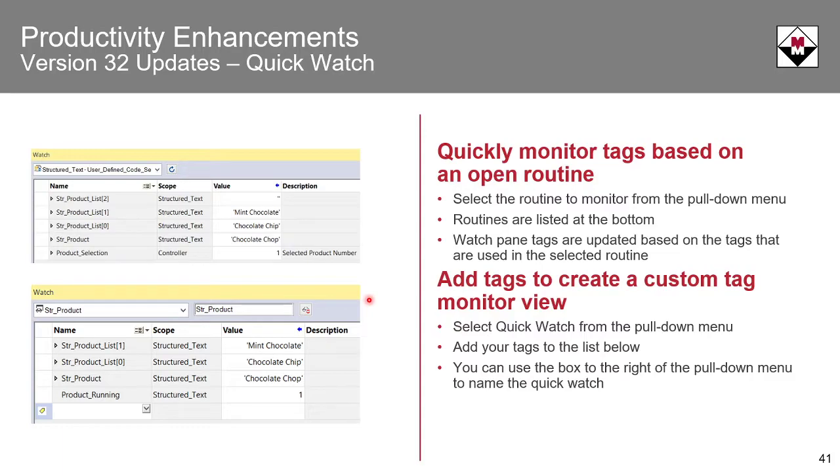Also with version 32, they updated the quick watch window. Sorry about that. From the drop-down, you can select a routine to monitor, and it will show all of the tags associated with that routine. Another big one is you can select Quick Watch from the pull-down menu, and you can add the tags that you want to watch and then name that Quick Watch, and that'll be saved for you for future reference.